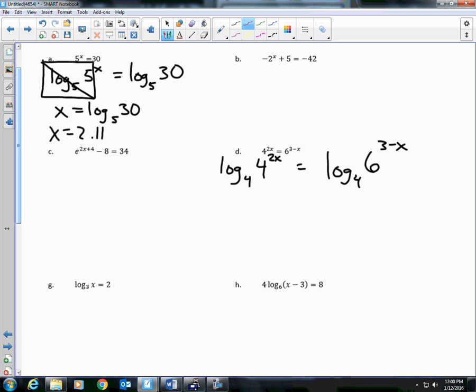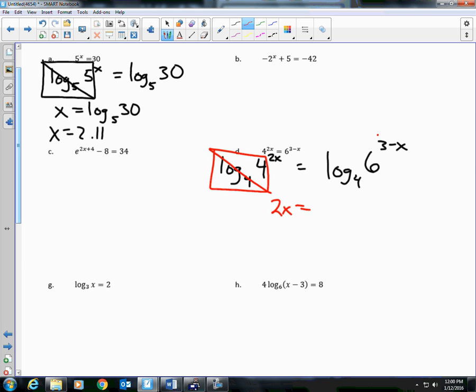Remember this thing from last year? All these things are from last year. Log base 4 of 4 to the 2x, what is going to happen here? Well, they cancel. So we get 2x is equal to... You see the trick.